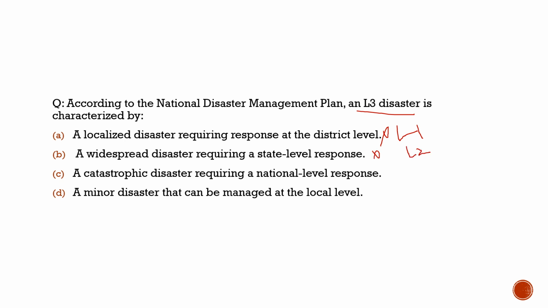Option C, a catastrophic disaster requiring a national level response. This is correct. L3 disaster is a catastrophic disaster where a central response is needed. And then here a minor disaster that can be managed at the local level, it is L0 disaster. So these are the disasters which I think you need to know. With respect to L3 disaster, it is a catastrophic disaster requiring a national level response.